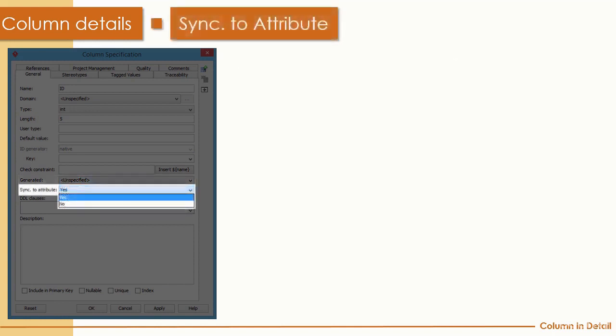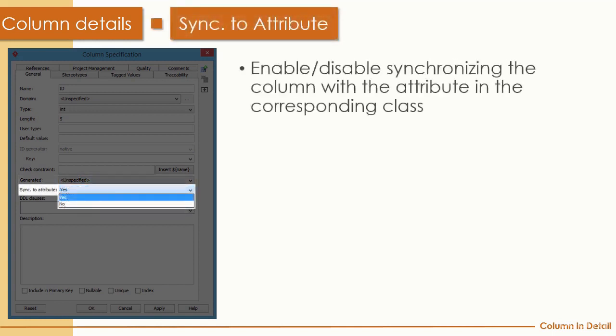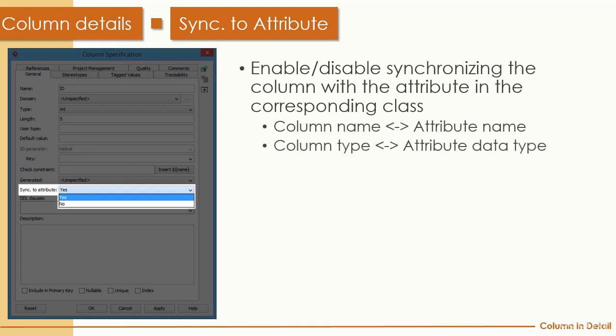And the sync to attribute, also for Hibernate, allows you to instruct the database table to synchronize to the class diagram, to the corresponding class. The column name will be linked to the attribute name, and the column type will be linked to the attribute type.